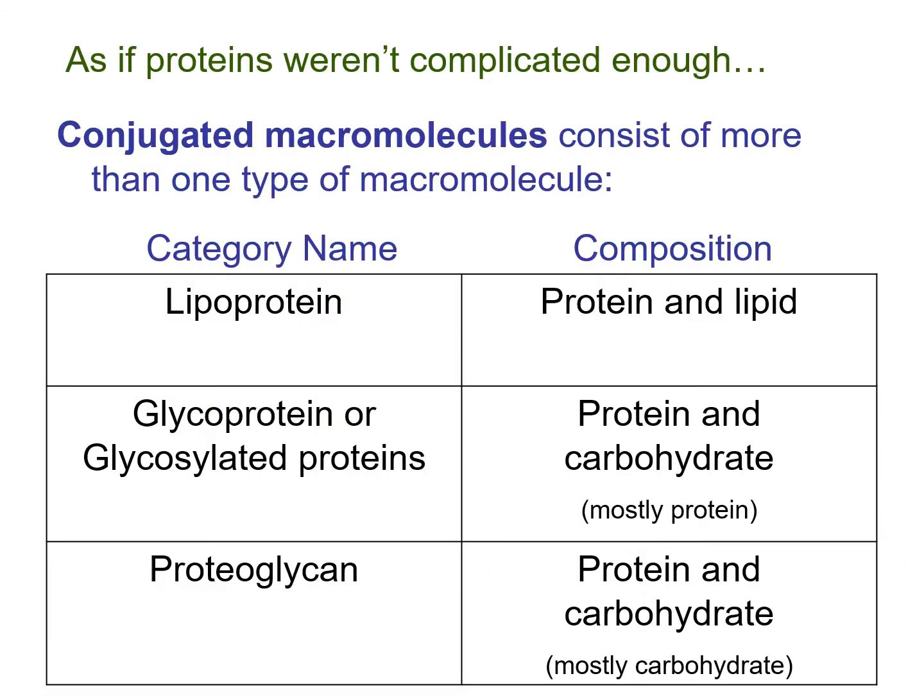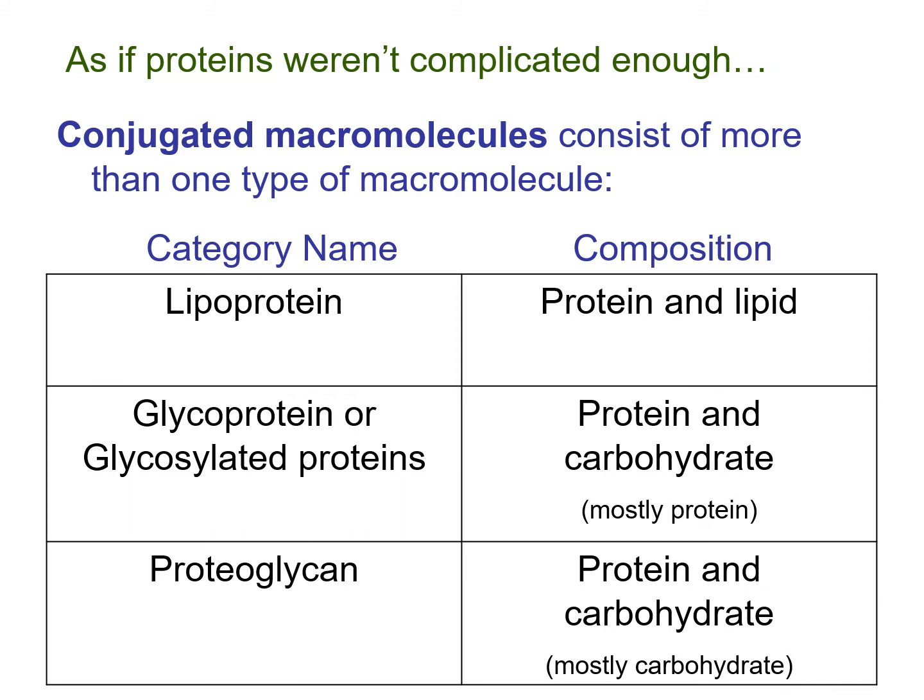So proteins are complicated, right? Well, it turns out they're even more complicated because they can quite often attach to other categories of macromolecules and make something brand new. So we can have lipoproteins, for instance, which are a mixture of protein and lipid. We can have glycoproteins, which are a mixture of protein and carbohydrate. They're mostly protein with a little bit of carbohydrate. We can also call these glycosylated proteins.